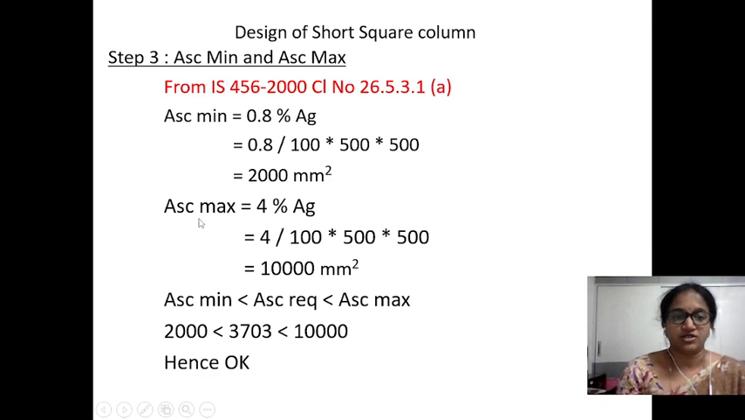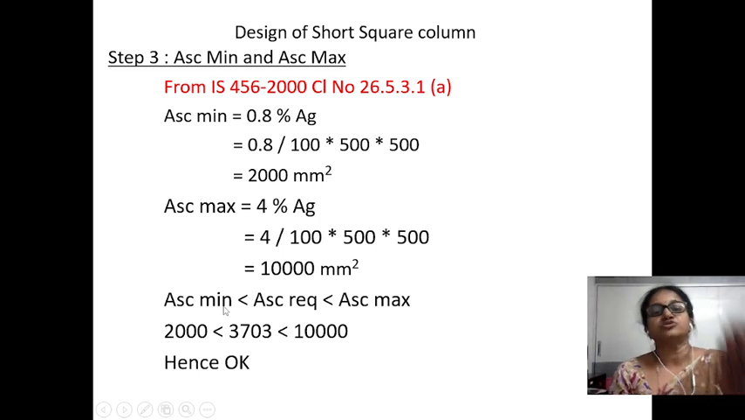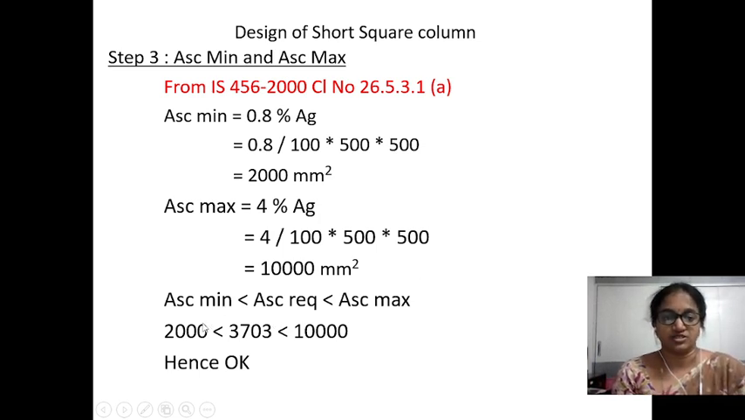Now, next coming to ASC maximum. ASC maximum is given as 4% of AG, which is nothing but 4 by 100 into 500 into 500, which I got as 10,000 mm square. Now, we have to check the requirement, which is nothing but ASC minimum should be less than ASC required and it should be less than ASC maximum. So, with this I got the condition is satisfied, hence OK.